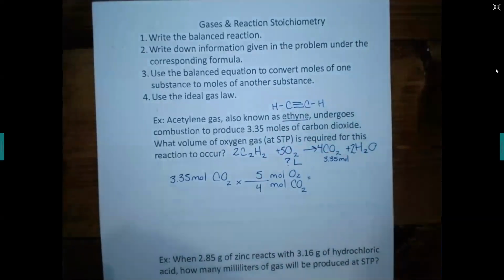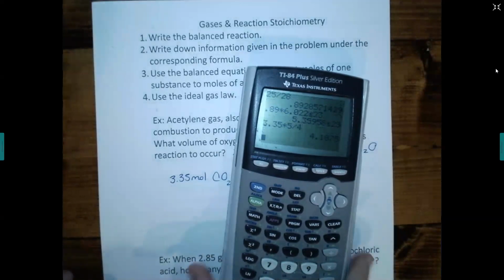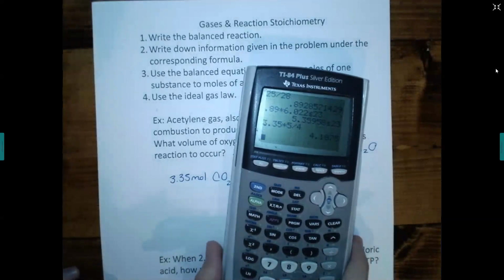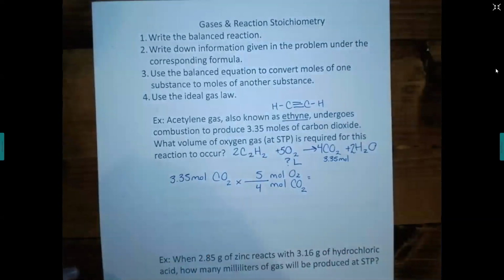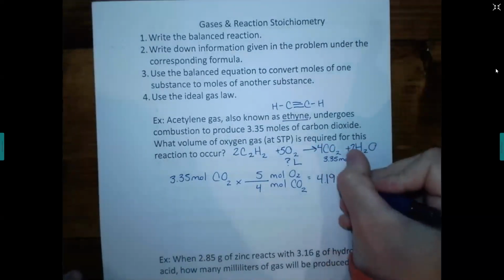And when I multiply that, 3.35 times 5 divided by 4, I get 4.18, 4.19 after I round.